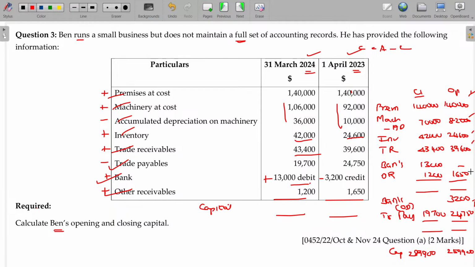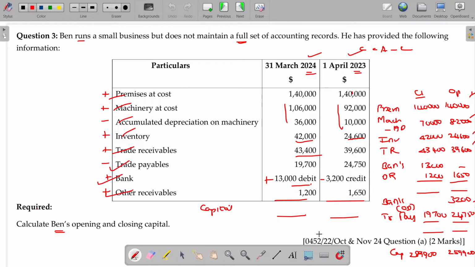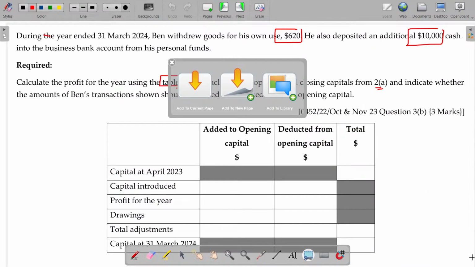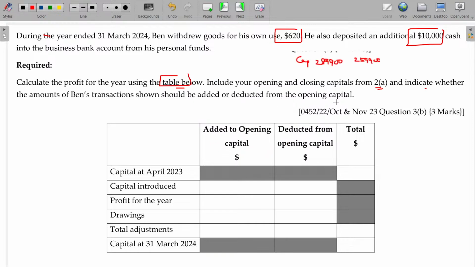Now, the closing capital we calculated here, we can take this as a base to be incorporated here. And whether the amounts of the transactions shown could be added or deducted from the opening capital. The opening capital being 2,59,900. Is there any capital introduced?